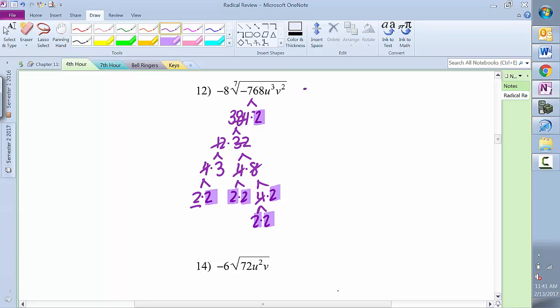Okay? So when I write this out, the negative goes with. If you see a negative, it comes out with it. No matter what.